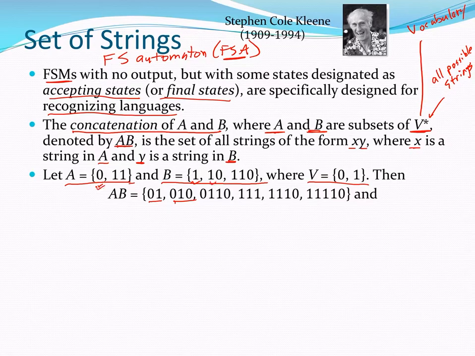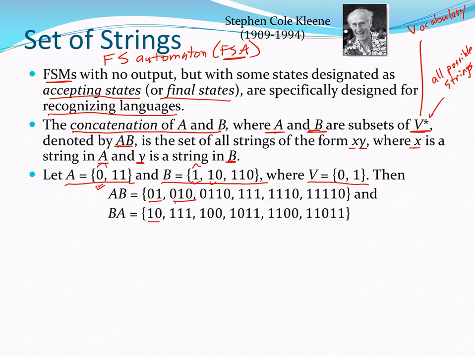And I can create another set of words by taking B concatenated with A. And in this case, I can create 10 by taking a 1 from B and a 0 from A. And so you can see the set is different. B concatenated with A gives us a different set of words than A concatenated with B. And since we can concatenate two different sets of words, one with another, we could also just as easily concatenate a set of words with itself.